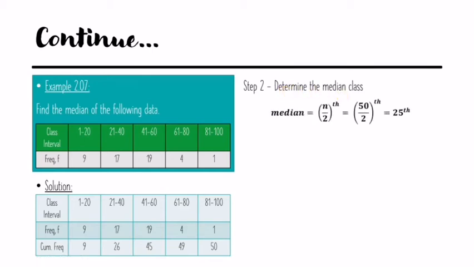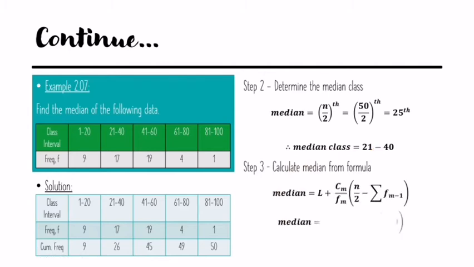So where is the median class? Median class equals 50 divided by 2, so 25. So 25 is actually in this class, because the cumulative frequency, see, 25 is bigger than 9, so obviously it's not in this class, but it is lesser than 26, so obviously it is in this class. So this is our median class. Our median class is referring to 21 till 40. So step 3, after you get the median class, then you can calculate the median.